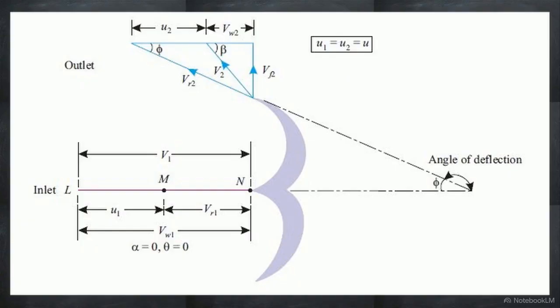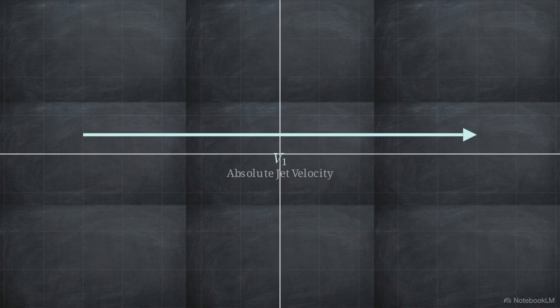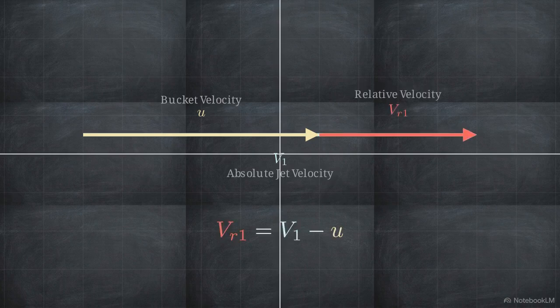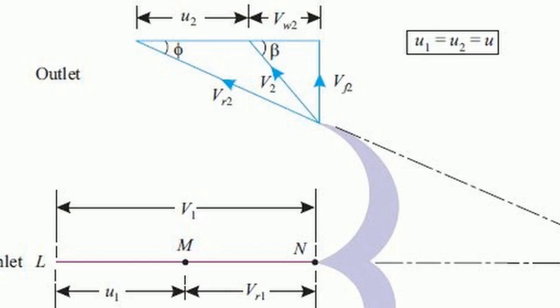Look at this diagram. These inlet and outlet velocity triangles provide the geometric foundation for every Pelton equation. On the bottom, at the inlet, we have the absolute jet velocity, v1. It strikes the bucket moving at velocity u. The difference between them is the relative velocity, vr1. When the water exits at the top, it leaves with relative velocity, vr2.